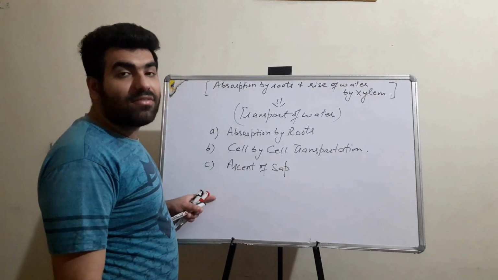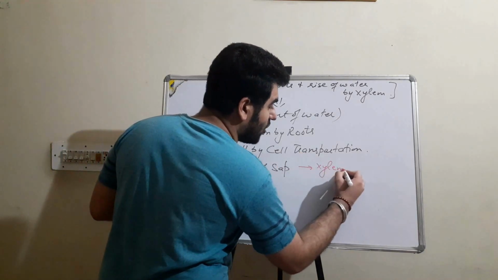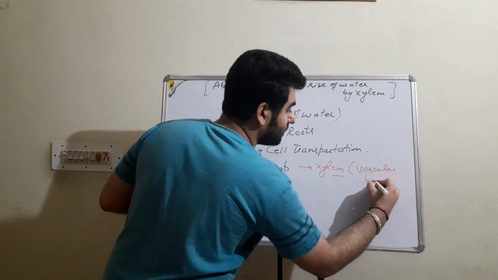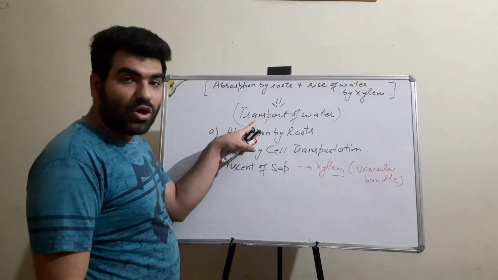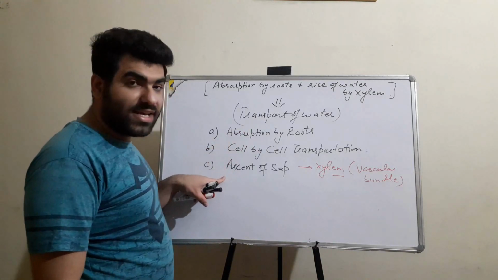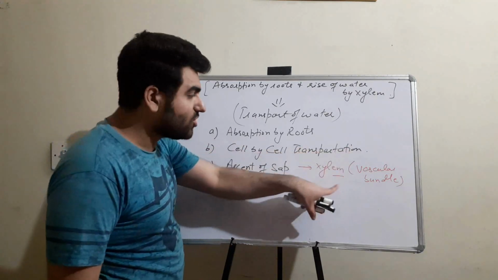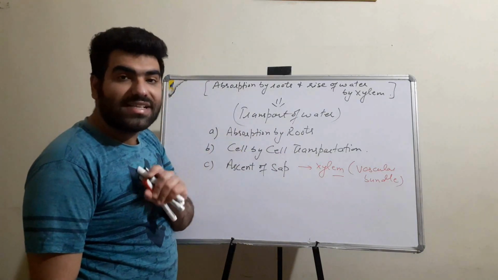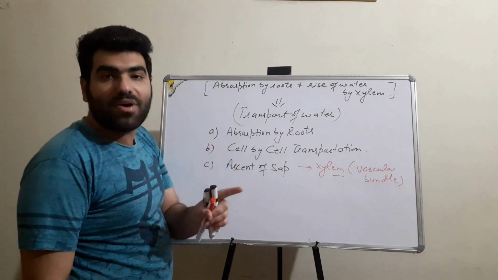Ascent means to rise, and here we'll discuss the rise of water by xylem. So basically here we will be talking of the xylem, which is a vascular bundle. These are the 3 main steps in which this transportation of water is done. First is the absorption by roots, then the cell by cell transport, and then the ascent of sap. The roots will absorb the water, then it will reach the innermost tissue, which is the xylem. Then xylem will help in rising that sap up to the stems, tip of the shoot, tip of the branches, tip of the leaves.